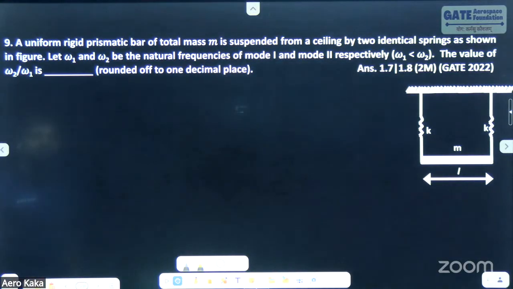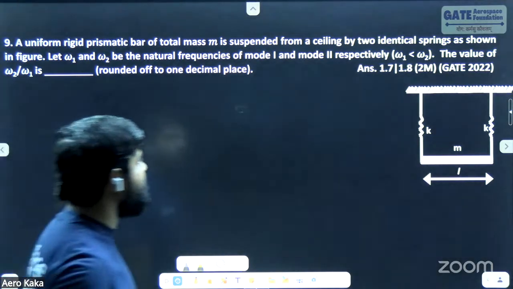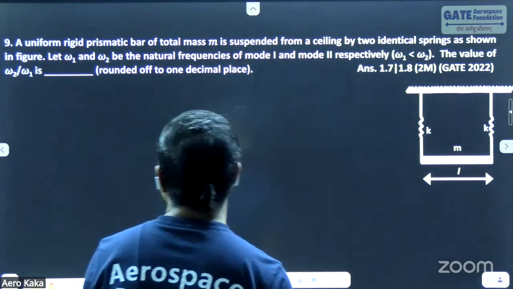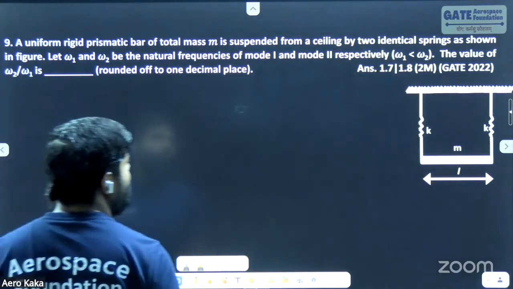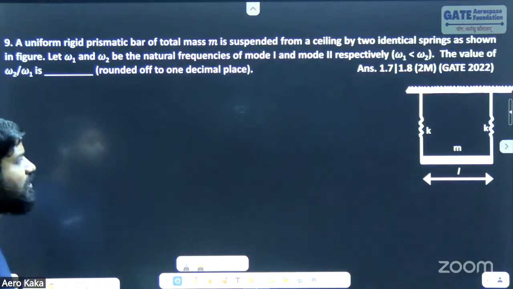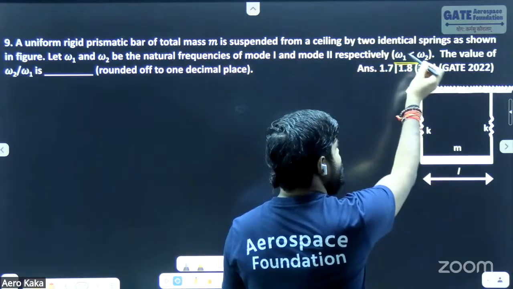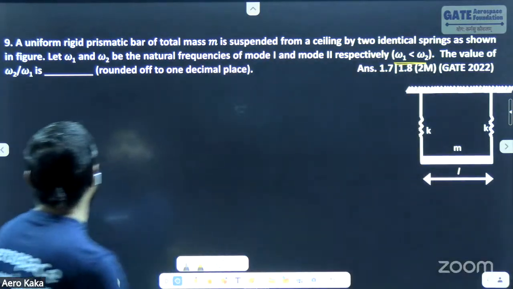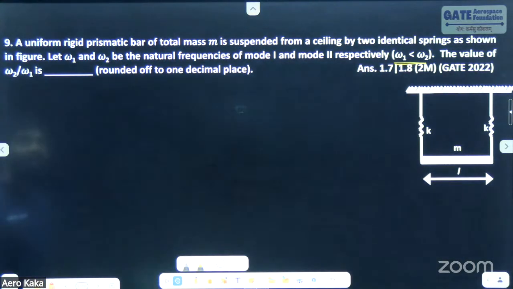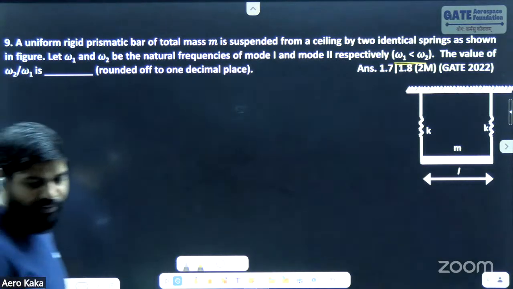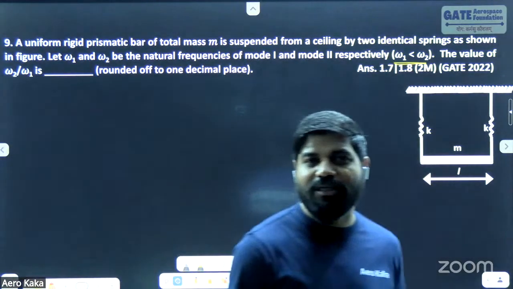A uniform rigid prismatic bar of total mass m is suspended from a ceiling by two identical springs as shown in figure. Let omega 1 and omega 2 be the natural frequencies of mode 1 and mode 2 respectively. They have written omega 1 is lower than omega 2. The value of omega 2 by omega 1 is? Tell me, what is the value of omega 1 going to be in this case?